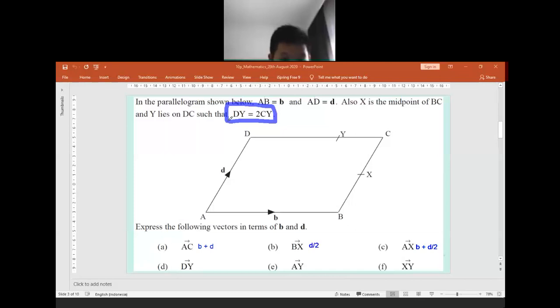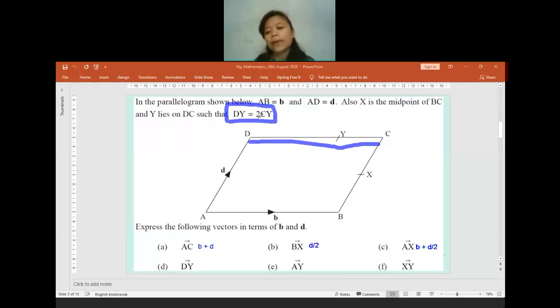Or maybe you can translate what it means by dy is equals to 2cy. From this sentence, what can you get? What is the connection between dc and the sentence dy is equals to 2cy? Can you help me? Confused? Okay.